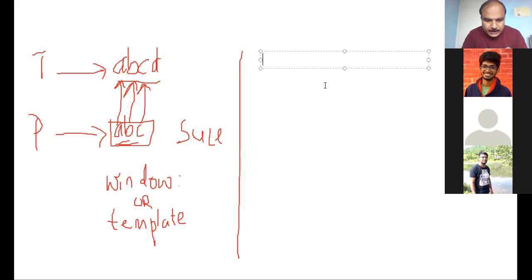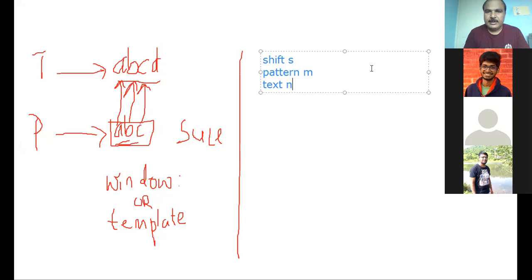So this is the S. What does S indicate? The S is the shift. So we know that the pattern length is M, and the text length is N.